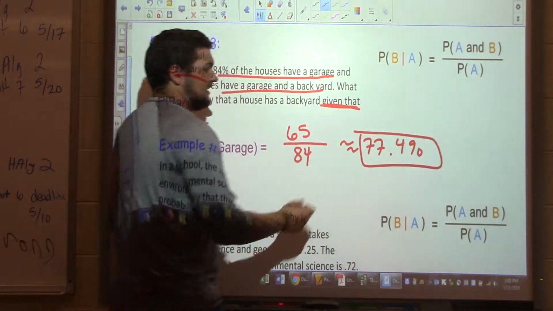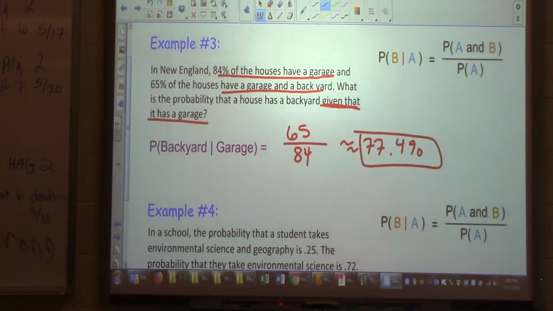Hey guys, do you understand what we're doing here? Like what we're actually taking the probability of? Bunch of numbers.